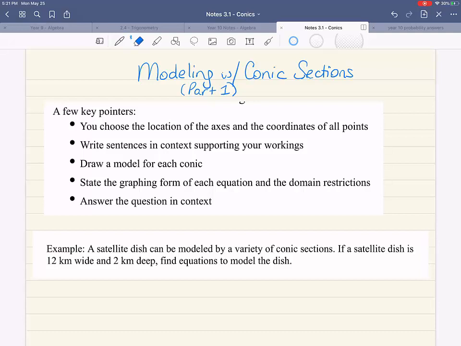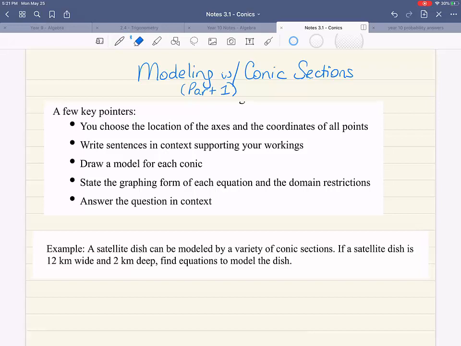Second thing is to write sentences in context supporting your workings. That's very, very important, and I will model that as we work through these problems. Thirdly, draw a model for each conic. As you go through and do the conic variations, you need to draw a picture for each one. When you do each conic, at the end you must state the graphing form of the equation and the domain restrictions that go along with it. I will show you a way that you can shorten that domain restriction so you don't have to write it every single time. That'll make your workings a little bit easier.